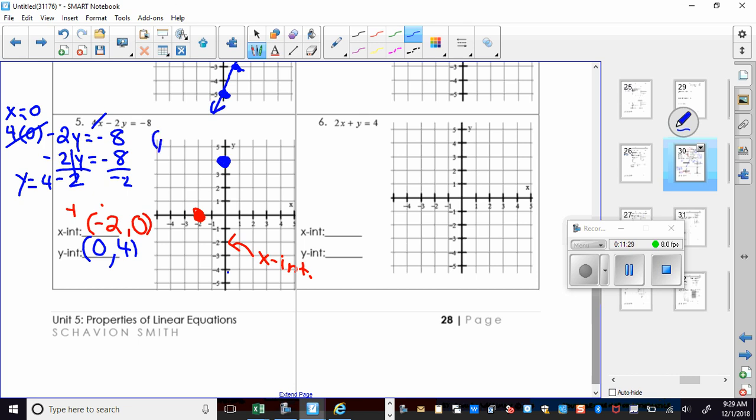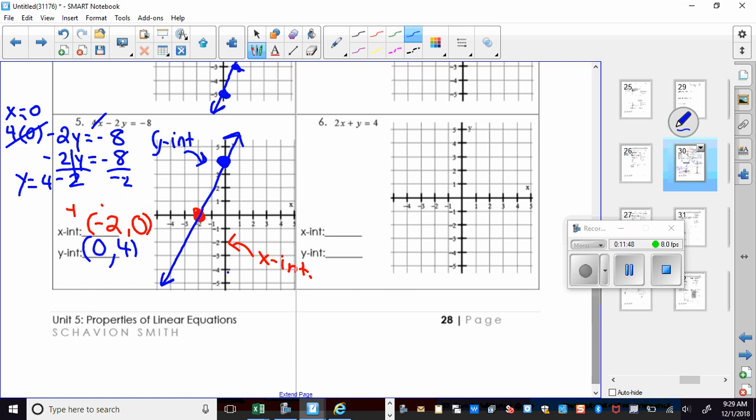This is my y-intercept. Okay, that's where it crosses the y-axis. And then I just create my line going through these points. And here's my equation. Here's my line.